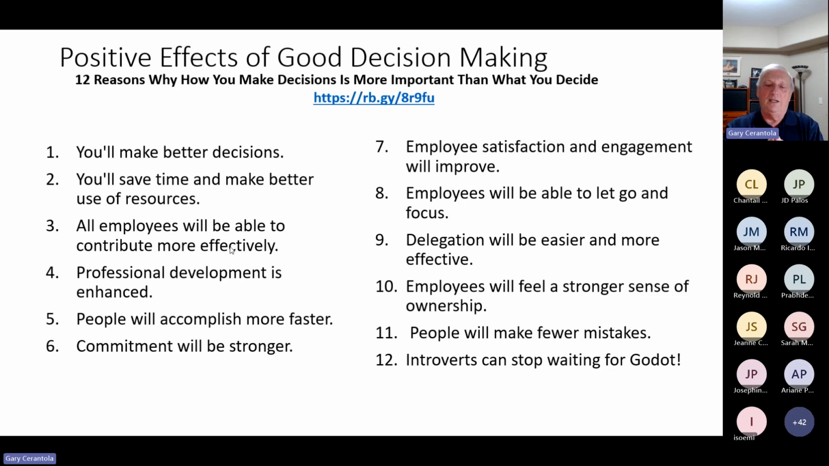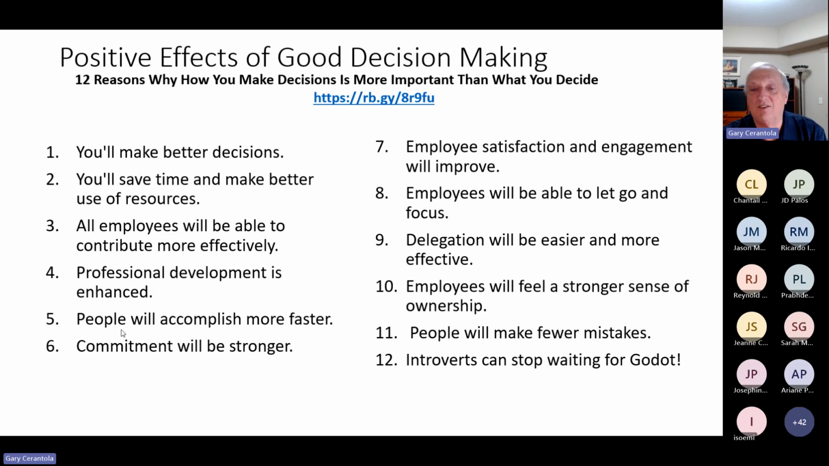And if you know anything about Simon Sinek, and I'd researched that, Simon Sinek, S-I-N-E-K, go to TED Talks and pull out his talk about why, the power of why. Good leaders always communicate the point of why they're doing things, and that's how people come on board. By having a really good decision-making model, they'll understand how you're getting there, why you're getting there. All employees will be able to contribute more effectively.